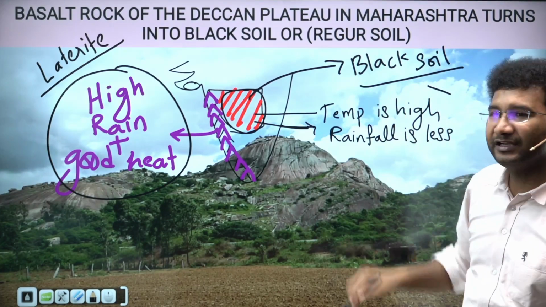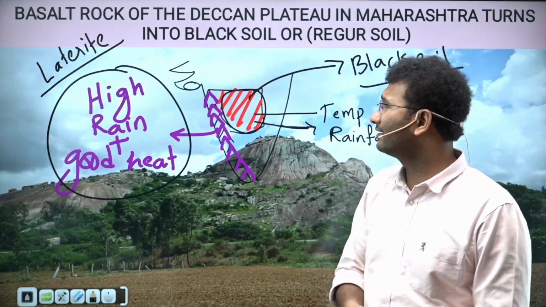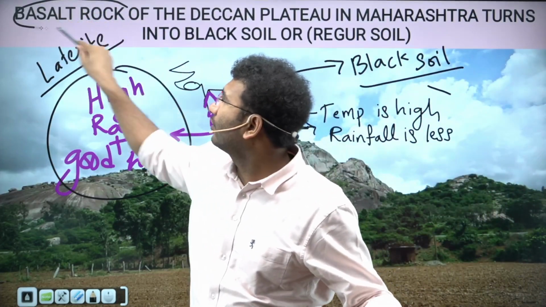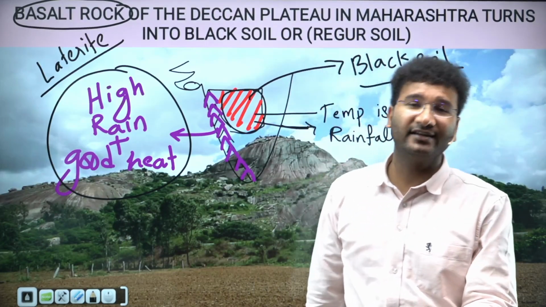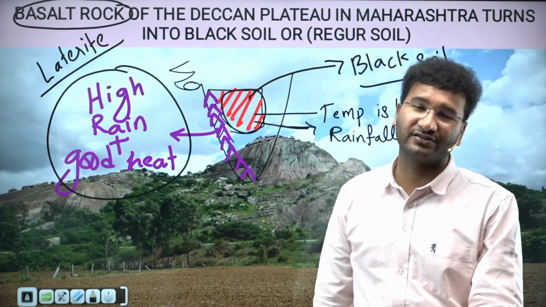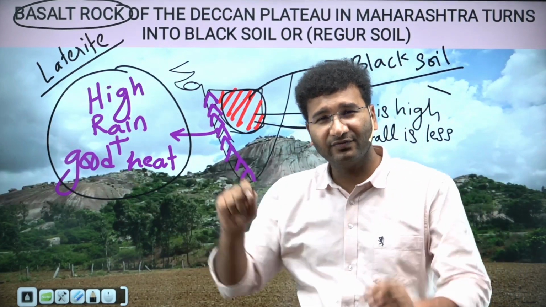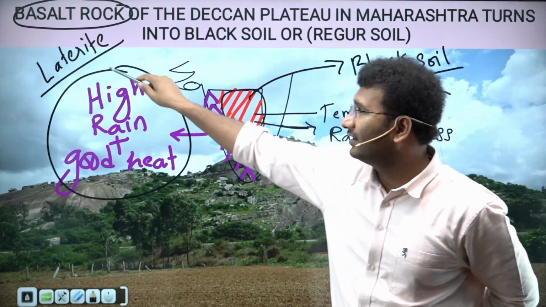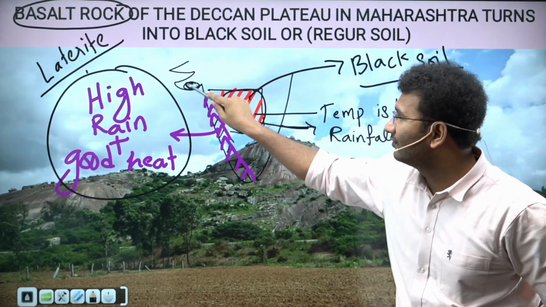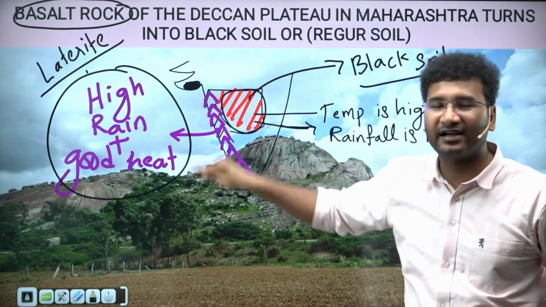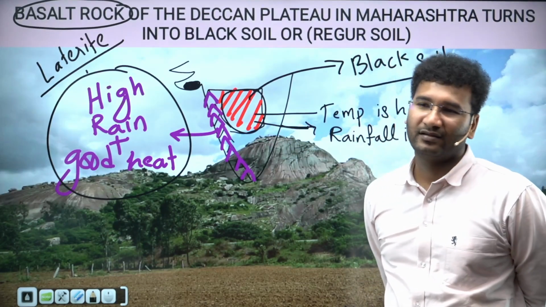Who is the parent material for both of these soils? The parent material is none other than the basaltic rock. Now this basaltic rock is obtained from igneous rock, which is extrusive igneous rock. That means your extrusive igneous rock of basalt can give you two different types of soils. What are those? It can give you a laterite type of soil and it can give you a black soil. So wherever you find these basaltic rocks, you will have either laterite soil or black soil.